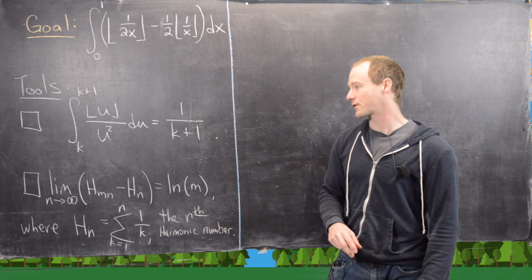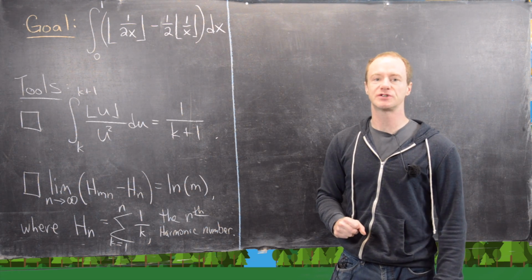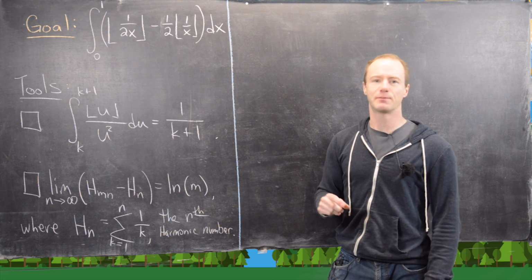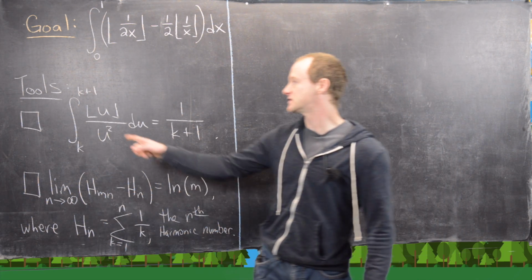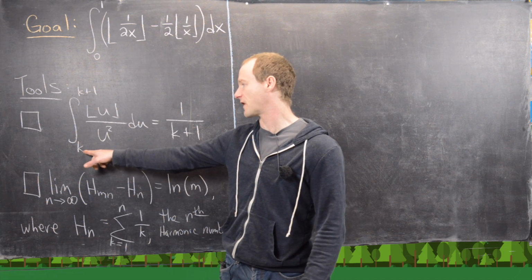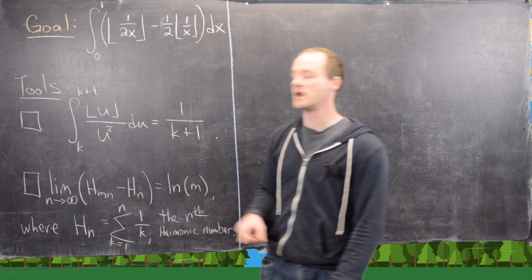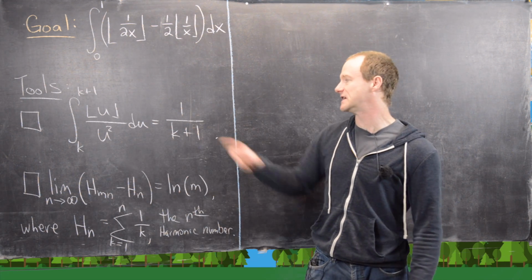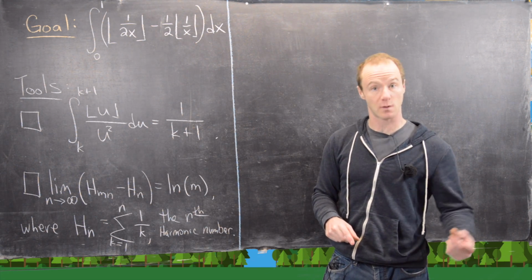So along this path, we're actually going to have two tools which will make our solution go a little bit cleaner. The first one is this pretty simple integral to calculate. If k is a natural number, we've got the integral from k to k plus 1 of the floor of u over u squared du, and we'll see that that's 1 over k plus 1.